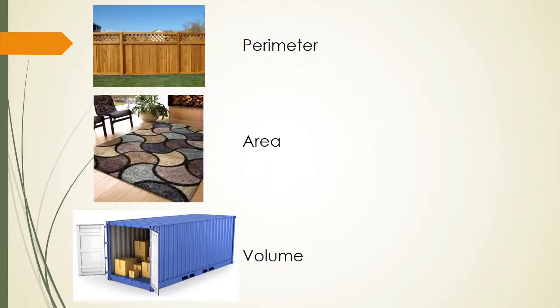Okay, very simply, the definitions for these three guys. Perimeter is a fence. Okay, so if you're trying to keep the evil purple bunny inside the fence, you would need to reinforce the perimeter. Keep your rabbit contained. Perimeter is one dimension. It is just length. That's it.